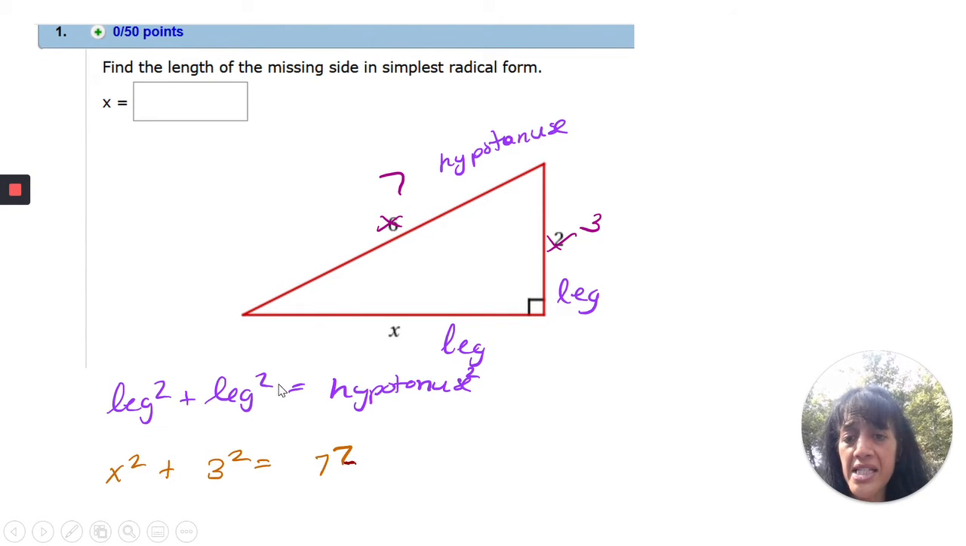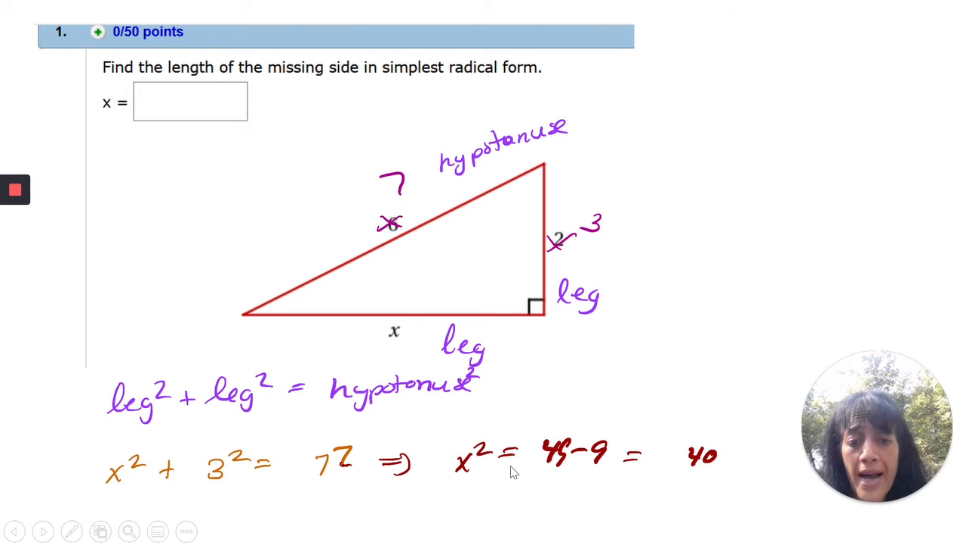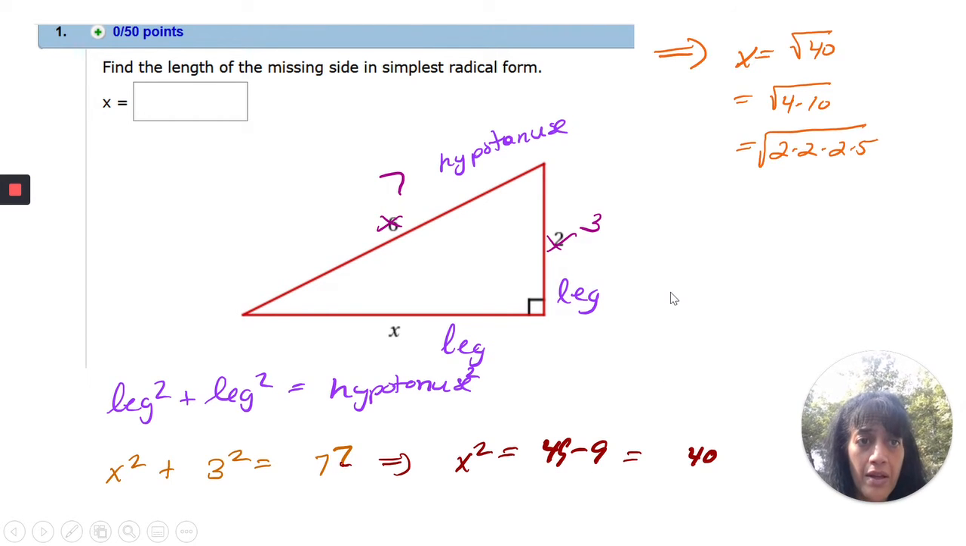The hypotenuse is the longest side of a right triangle. So if I substitute those in, x squared plus 3 squared is 7 squared, or x squared is 49 minus 9, which is 40. Then you take that x equals square root of 40. I think you can just put square root of 40 in here.